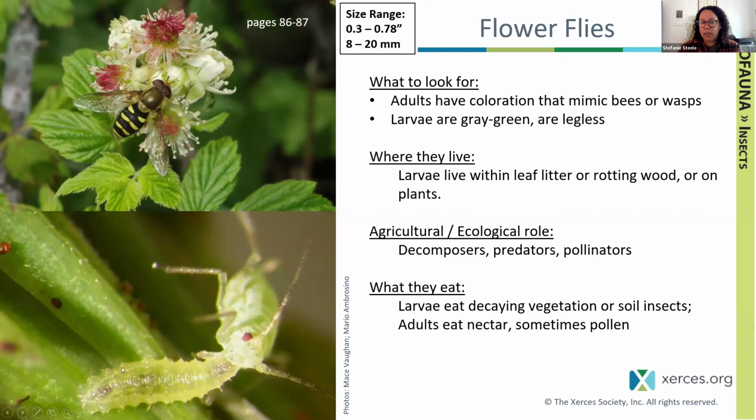Down here on the bottom, we see a larva of the syrphid fly, this green, legless, caterpillar-like larva. They're important decomposers of plant matter in the soil, or can also be predatory, like we see here, eating an aphid. And so they will also overwinter at various life stages in the soil or in leaf litter.